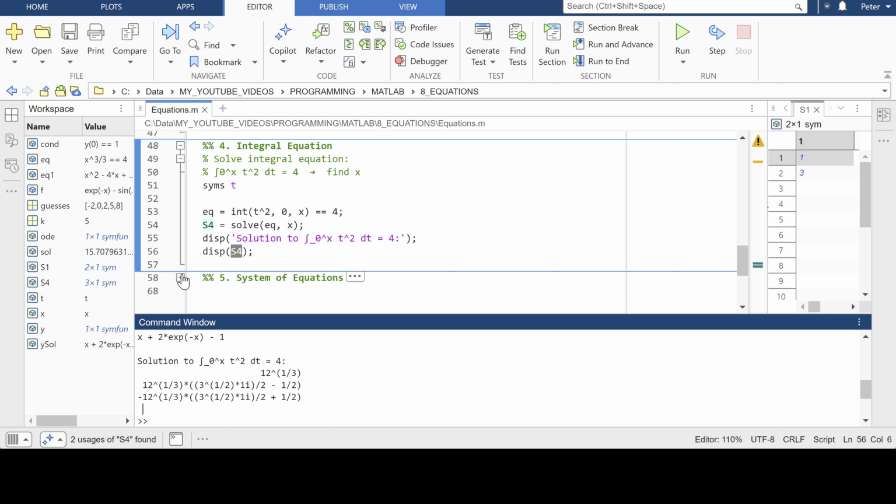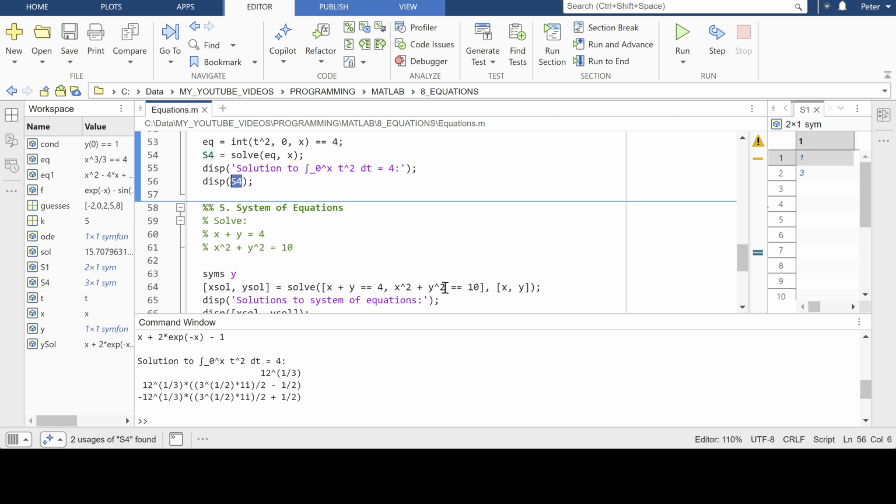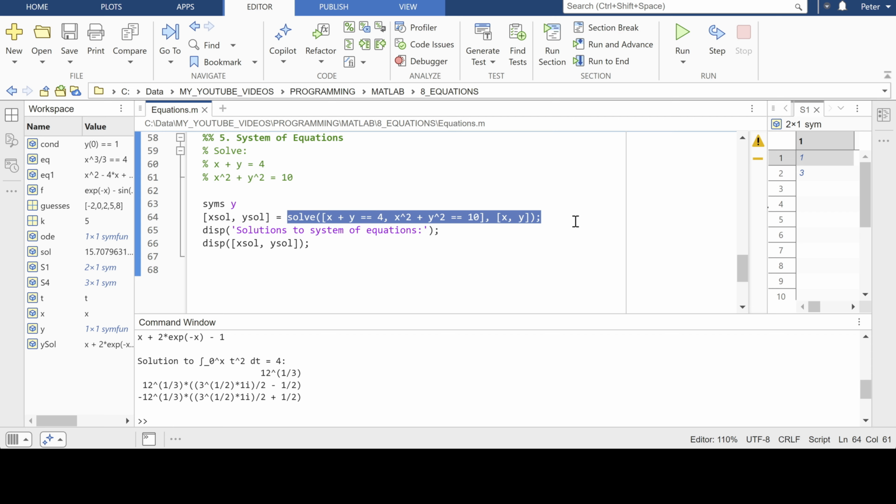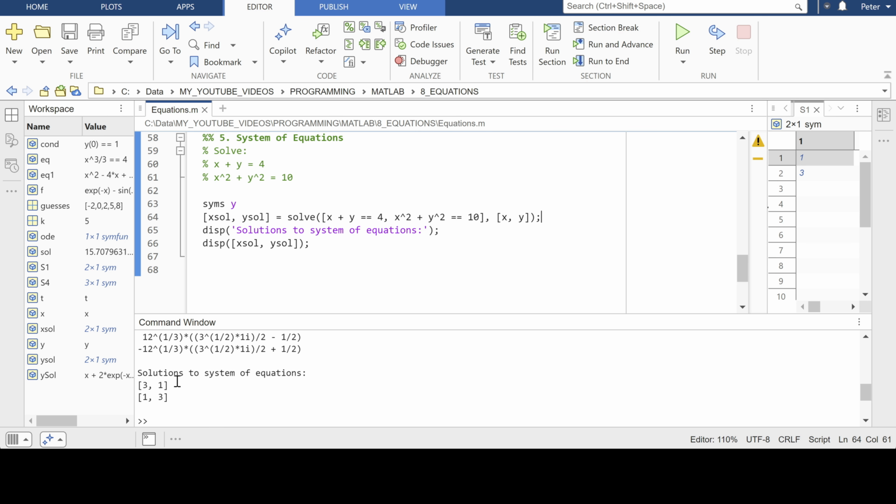MATLAB can also solve systems of equations easily. Consider x plus y equals 4 and x squared plus y squared equals 10. We type solve, open bracket, x plus y equals 4, comma, x squared plus y squared equals 10, close bracket, comma, open bracket x comma y close bracket. MATLAB returns both solution pairs instantly.